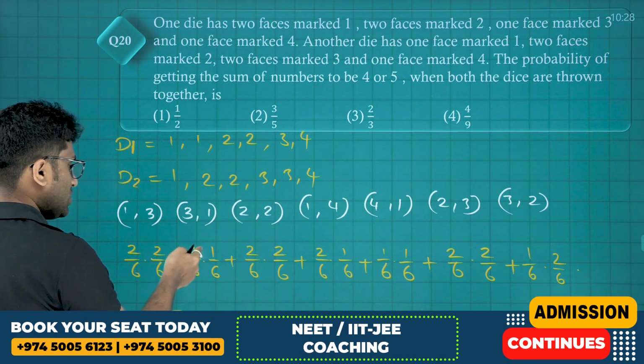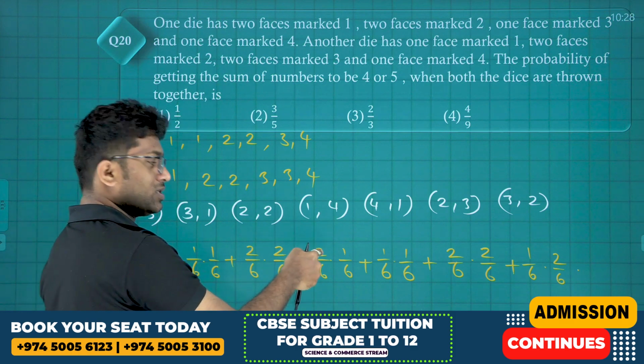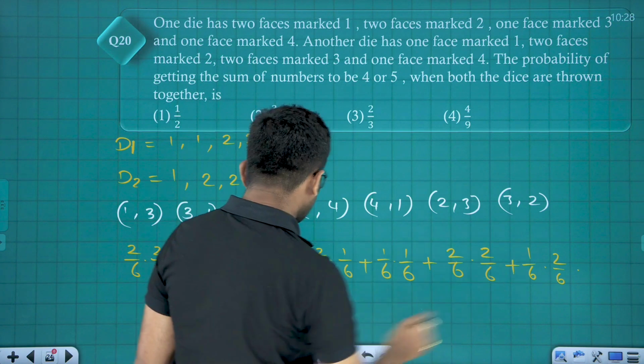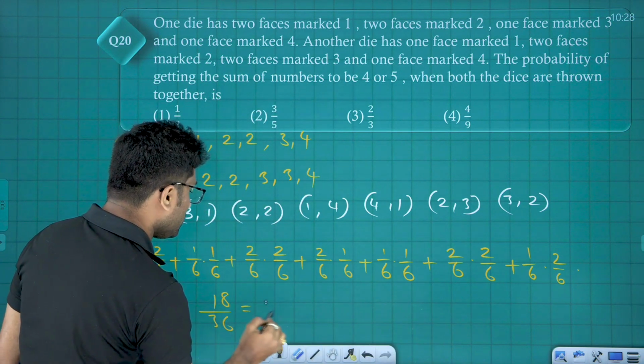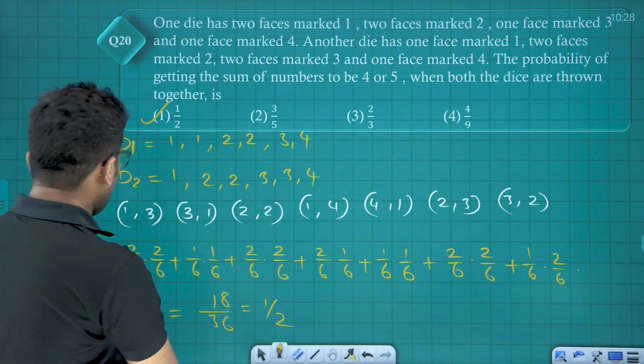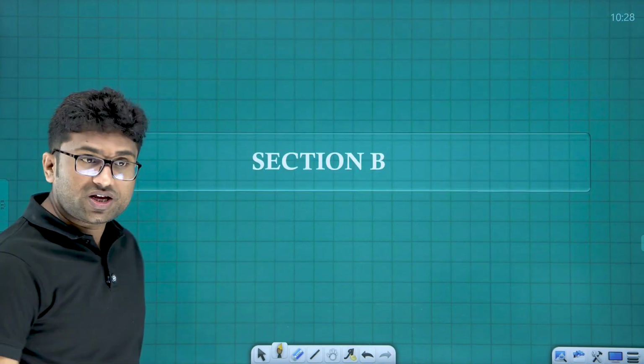Adding the numerators: 4 plus 1 is 5, 5 plus 4 is 9, 9 plus 2 is 11, 11 plus 1 is 12, 12 plus 4 is 16, 16 plus 2 is 18. So 18 by 36, which equals 1 by 2. Clear? Next, so we are done with section A.